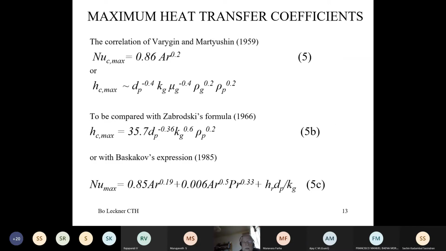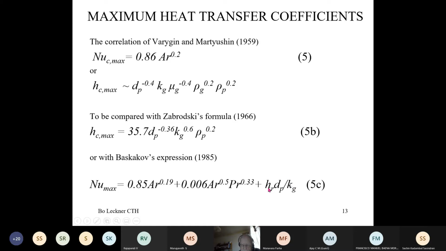There are other correlations, but particularly the only ones that work well are those for maximum heat transfer. An example is here: the heat transfer coefficient at maximum heat transfer is related to the particle size in the Archimedes number like this. Very simple correlation. But this is particle convective heat transfer, and it was extended later by Baskakov. It uses a slightly refined expression, but the same for particle convection. This is gas convection. And he also added a Nusselt number for radiation.